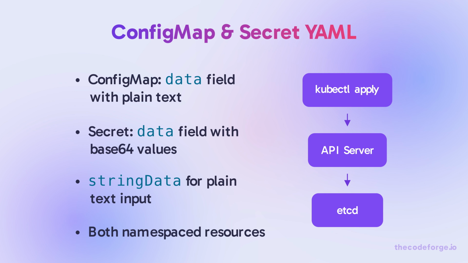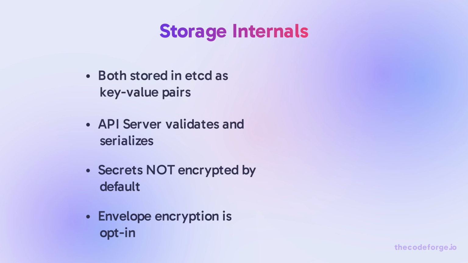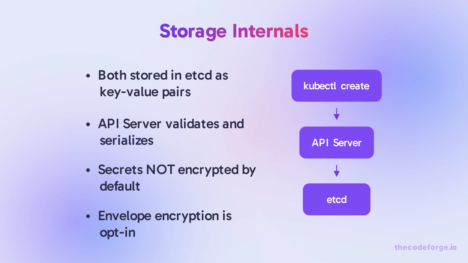Here's how they look in YAML. A ConfigMap uses the data field for plain text. A Secret uses data for base64 encoded values, but you can use stringData for plain text that gets encoded automatically. Both are namespaced resources. Both ConfigMaps and Secrets are stored in etcd. The API server is the only component that talks to etcd.